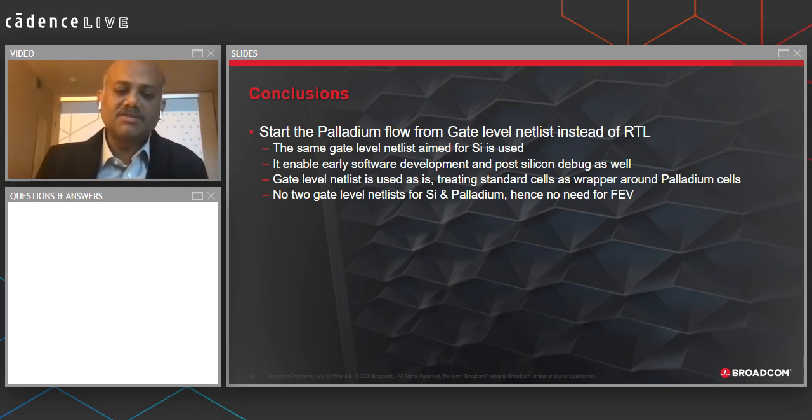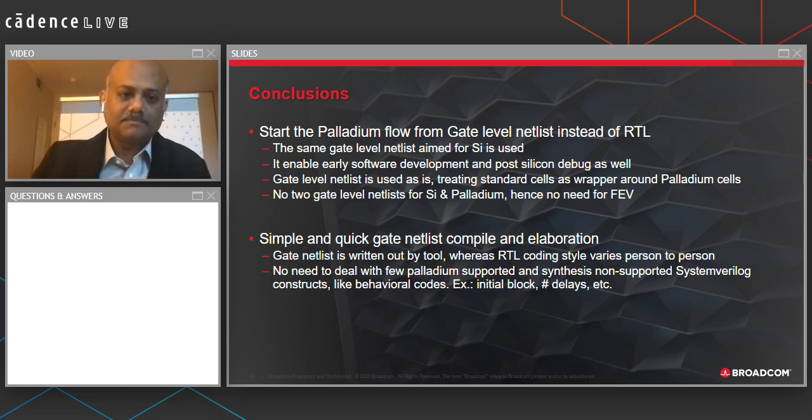So the gate level netlist is used as is, treating standard cell libraries as a wrapper around the Palladium cell. Since we are not touching even a single line of the gate level netlist, there are no two gate level netlists. It's a single netlist file which is getting dropped into the silicon. Also the same netlist is getting dropped into the Palladium. Hence, there is no need for FEV. Otherwise, formal equivalence verification, you need to do it between netlist to netlist, and that will have its own complexity and issues, which you need to deal with or debug.